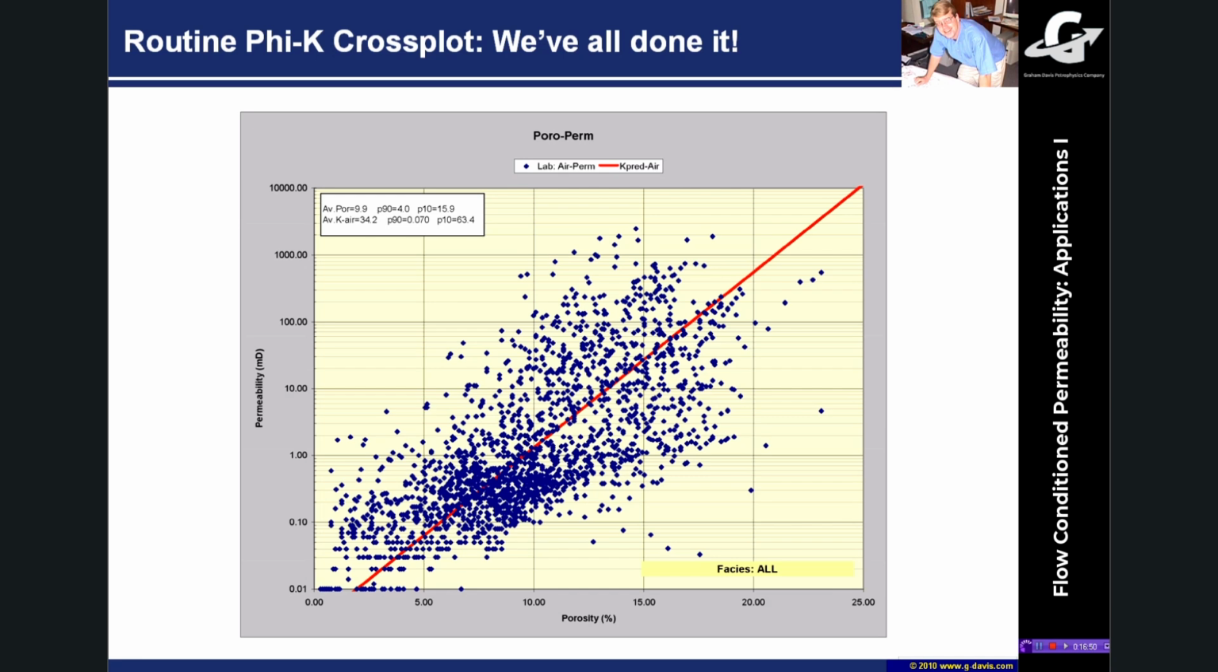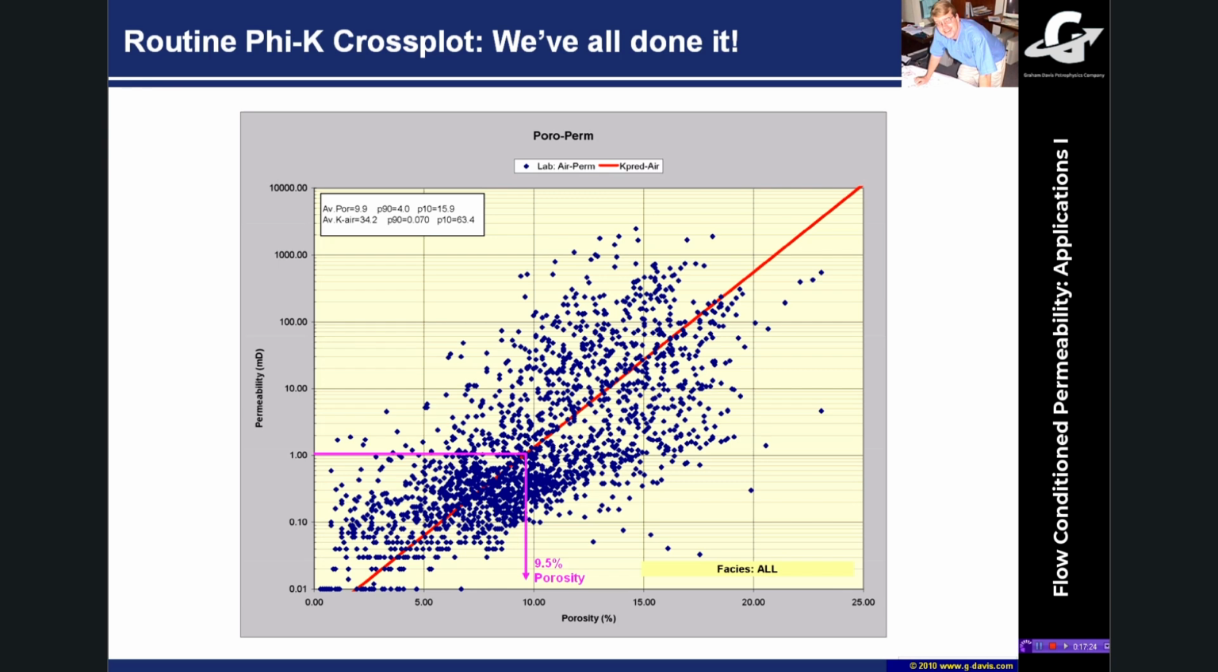Okay, so here we are back with our routine K-phi crossplot, and we've all done it in our time. We've taken what's typically taken as a 1 millidarcy cutoff permeability, and we transfer that down to see what porosity cutoff we should use in our net to gross determination in our G&G world. So it's quite typical, come in at 1 millidarcy, and in this particular example, at first appearance, it would seem that we should be taking a 9.5% porosity cutoff, and that would be a typical net to gross to take.